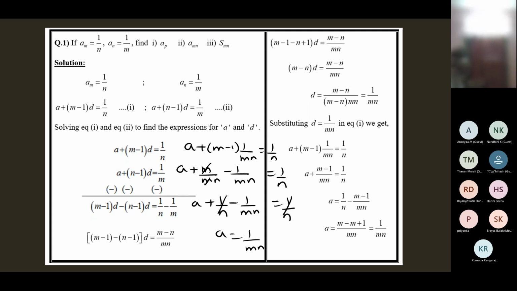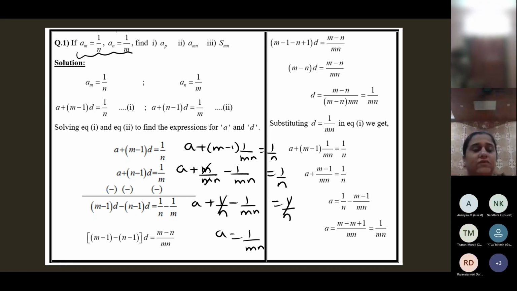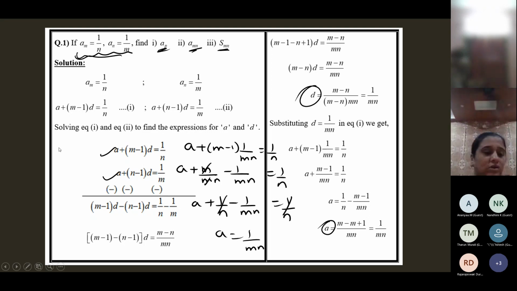So I told you, with the given information we have constructed two equations, and we have solved the two equations to get the expressions for D and A. Now we are ready to find the answers to these questions, only now that we have the expressions for A and D.